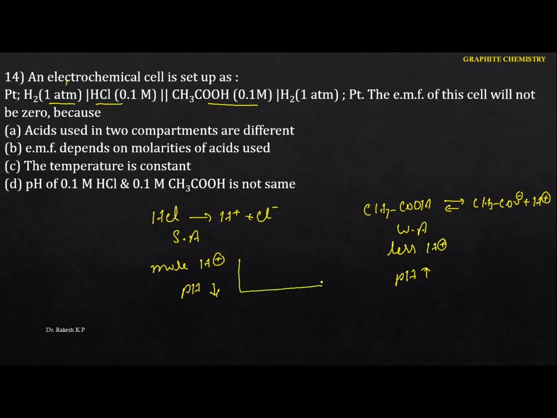So if you take these acids having the particular concentration, just identify this one here. In this concentration, the pH is different. Because of the difference in the pH, the EMF of the cell will not be equal to 0. Hence the option is which one? That is D. Okay, so next one.